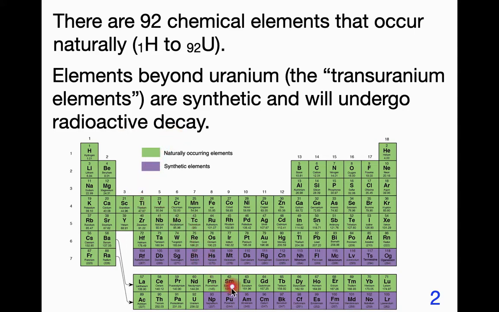So the code that's being used here, the key, is green are naturally occurring, and then the purple are synthetic. So you can see everything after uranium is synthetic. And I'm pointing to these down here because those actually are the first ones, not these here, as you'll see in the next slide.